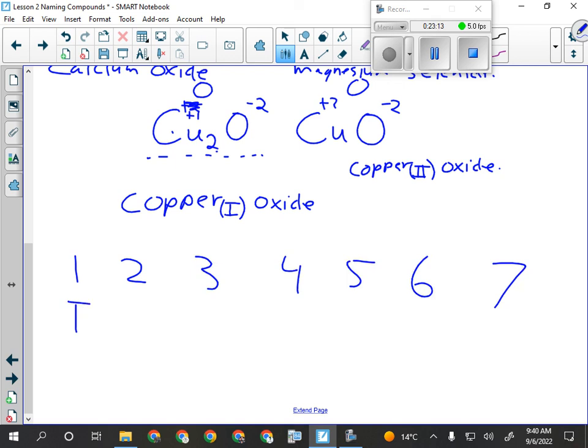So, 1, 2, 3, and this is where it changes. 4, because it's 1 less or 1 before 5.